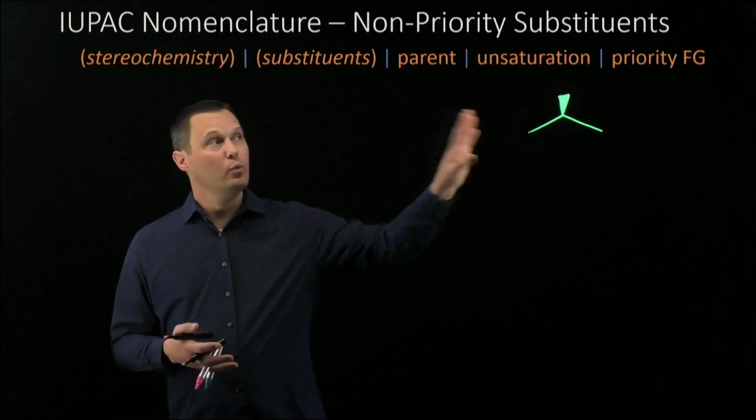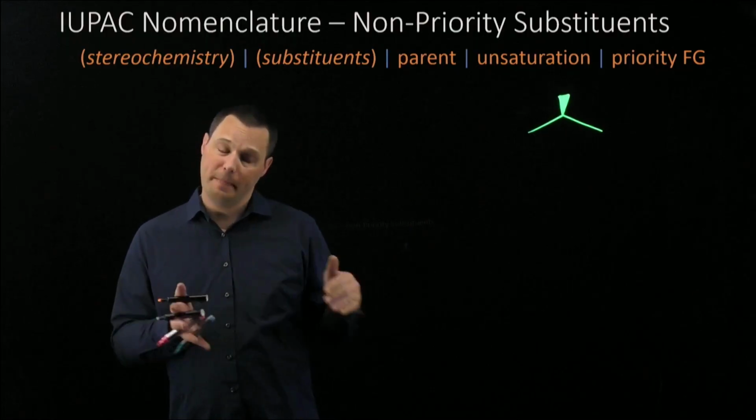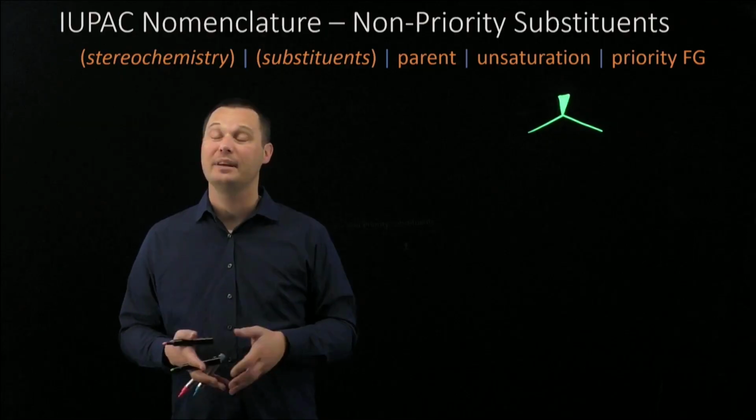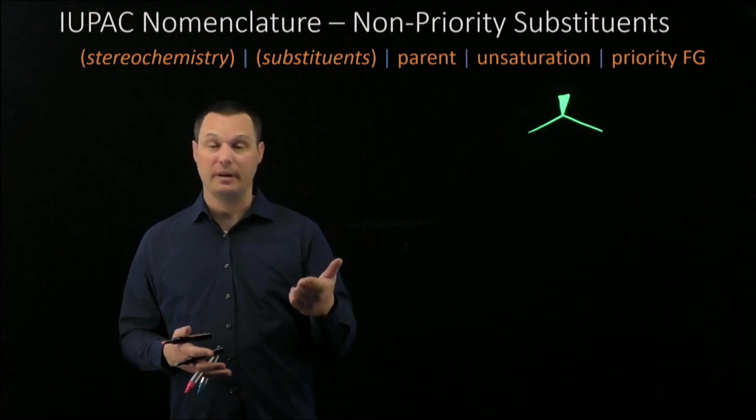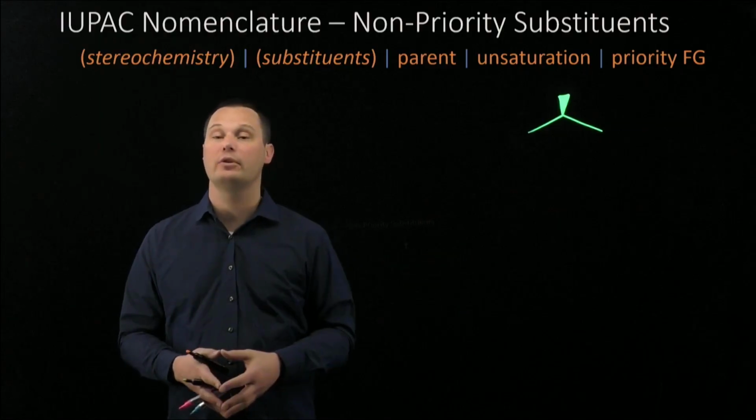This video actually won't really get into priority functional groups very much. I have a separate video on that I'll link to below. In this video, we're really going to be focusing on the substituents. How do we find them? How do we name them? And how do we put them in the correct order in the IUPAC name?